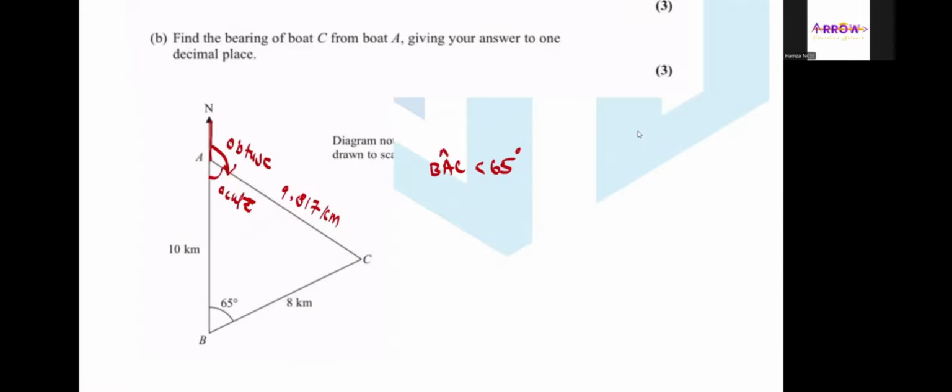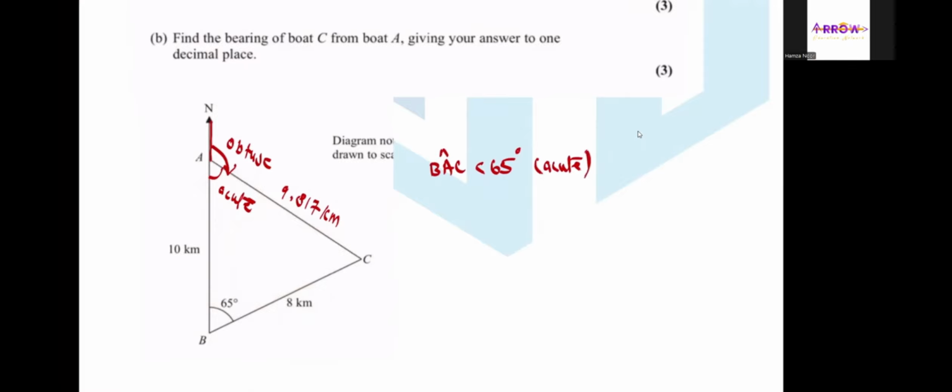Because the angle which is opposite to the length of AC is 65, and since the length of BC is 8 kilometers, which is less than the length of AC, the angle corresponding to this length of 8 kilometers would be less than 65 degrees. So obviously angle BAC is supposed to be an acute angle. I hope these things make sense to all of you.